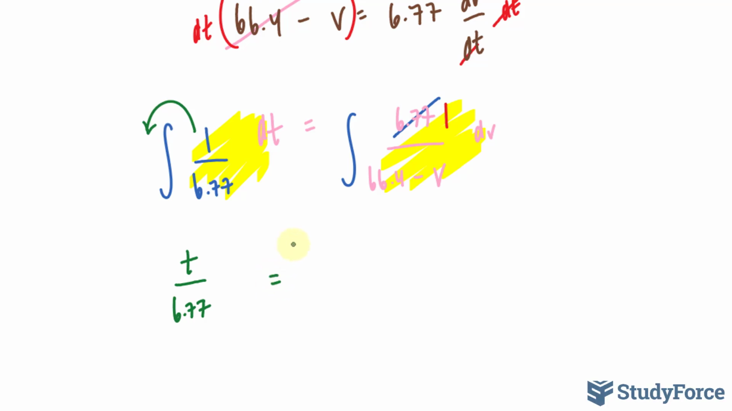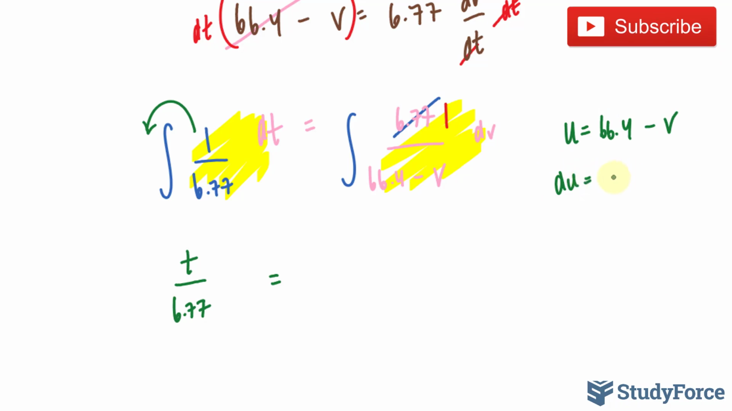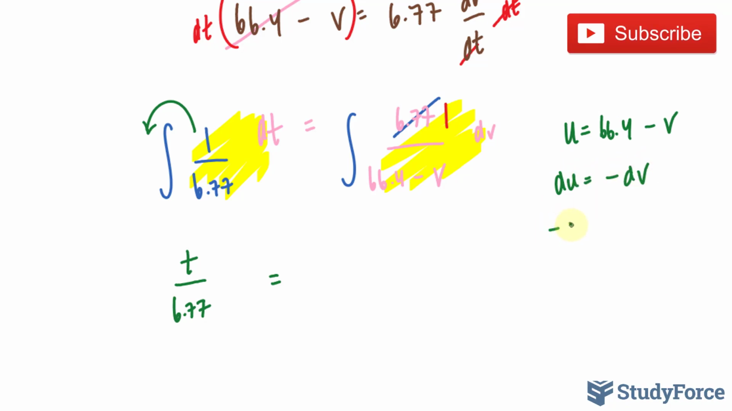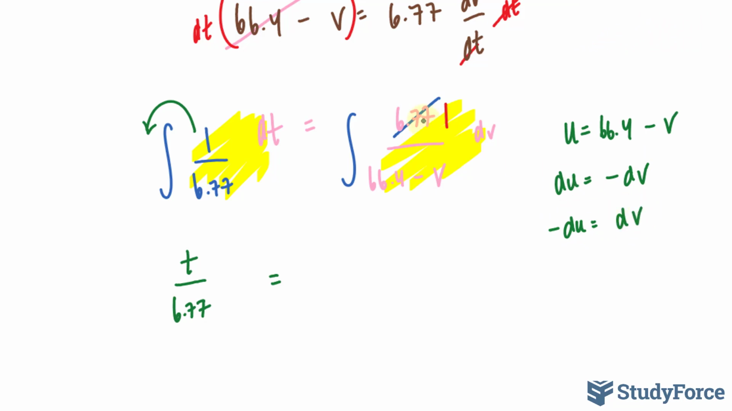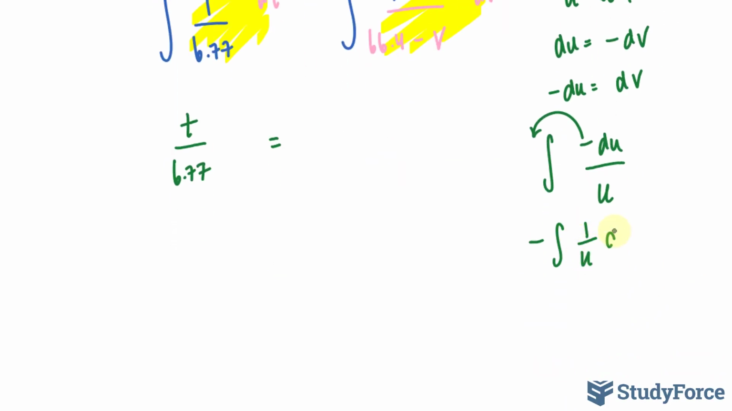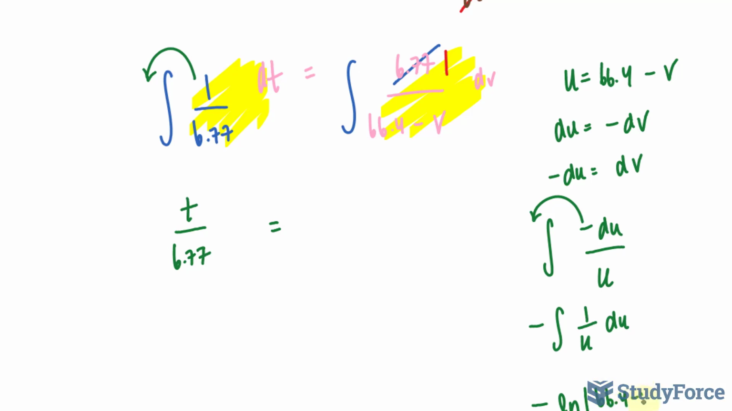On the right side we have to do a substitution. I'll set u is equal to 66.4 minus v, differentiate both sides with respect to v, du is equal to negative dv, therefore negative du is equal to dv, and I'll replace the dv with negative du. This gives me negative du over what I set the denominator, which was u. Pulling out this negative, I end up with negative times the integral of 1 over u, and that is a commonly known integral. It is negative ln absolute of what we set u as, which was 66.4 minus v.